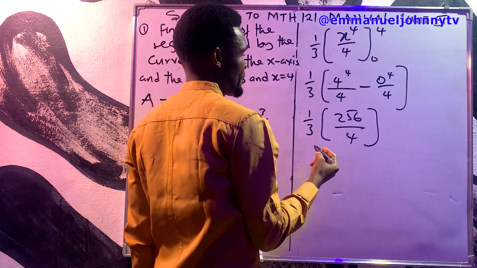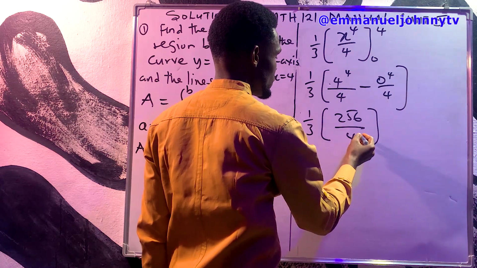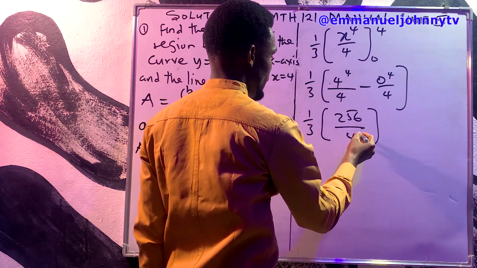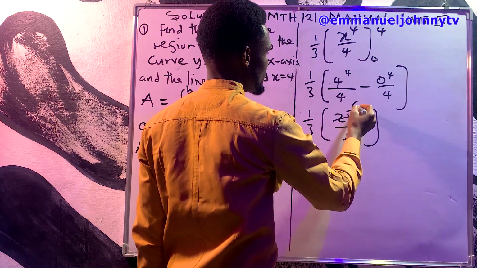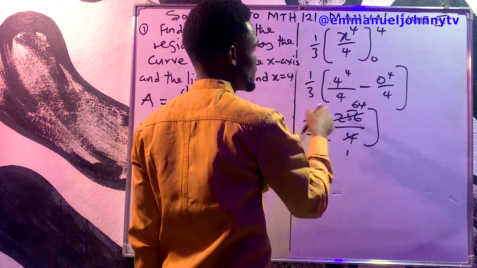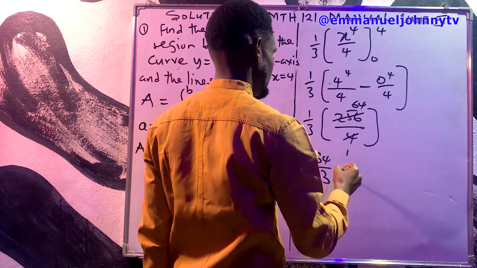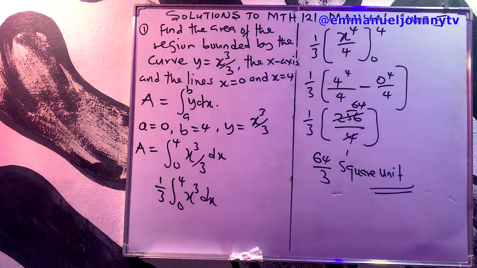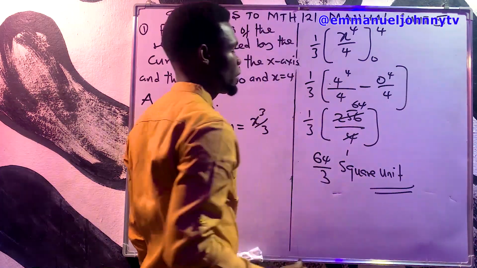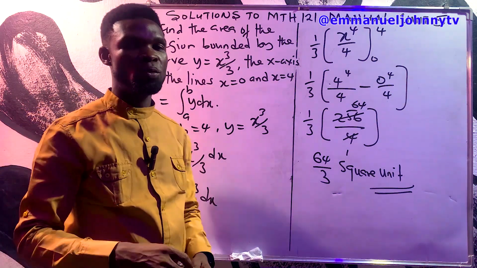Now, 4 cancels itself. 4 goes into 256, 64. So 1 times 64 is 64 all over 3 square. So it is square units. That becomes the final answer to this particular question.